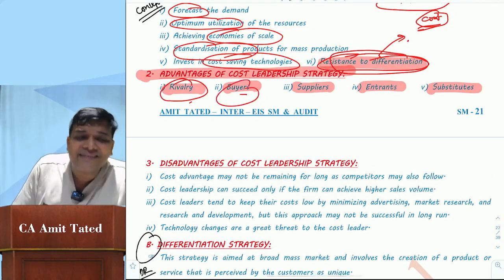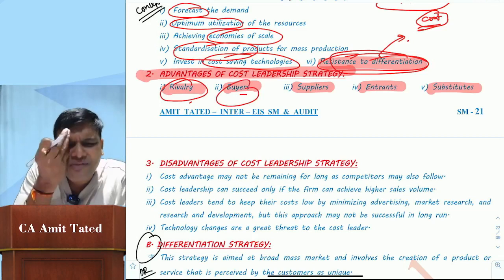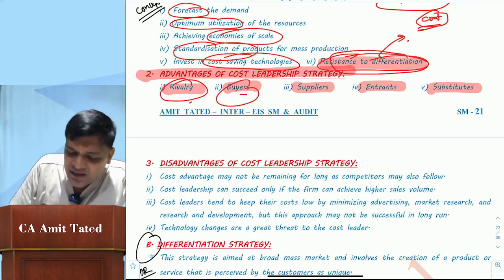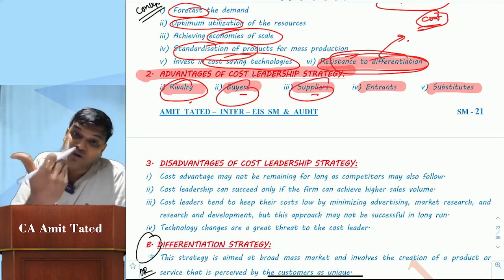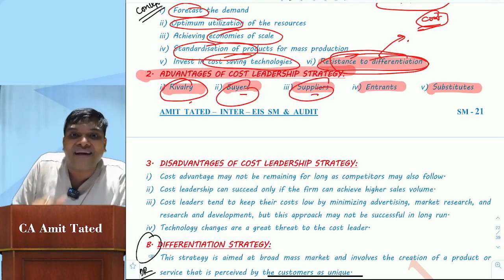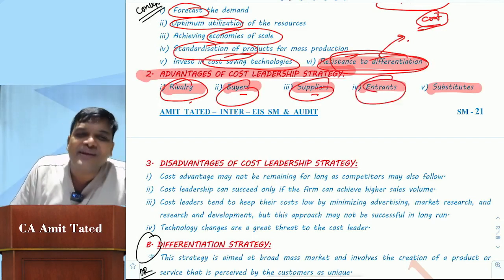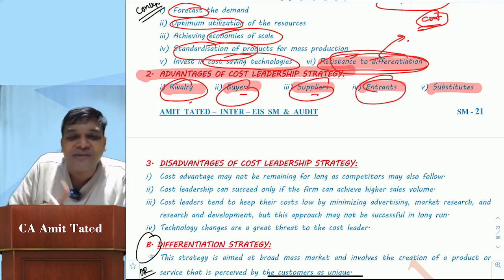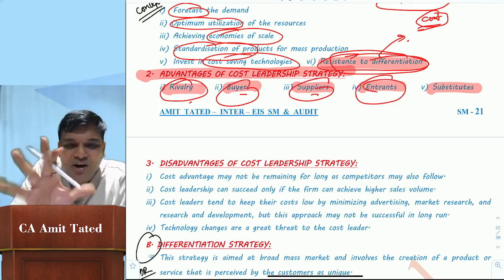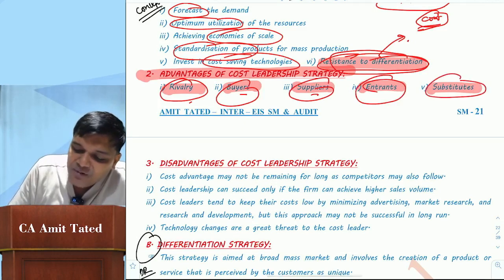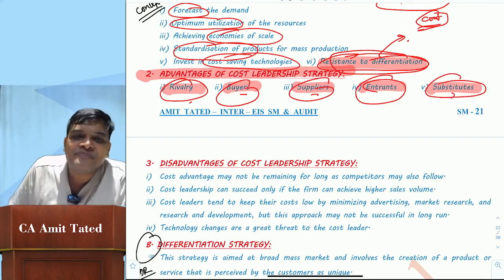Second point, buyers. How will they bargain? I am the cheapest. Supplier: I am taking volume from the supplier, so I can bargain with the supplier, because I am manufacturing at a very high volume. New entry: why would you enter this market where I am giving the cheapest? You will not be able to cope. Substitute: why would you prefer a substitute if it is the cheapest? Are you getting the point?